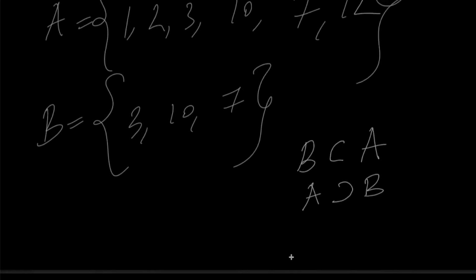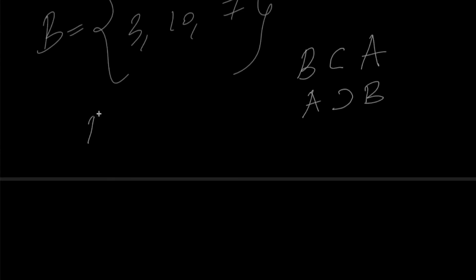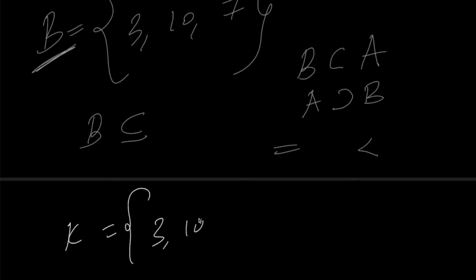Then we said, if you want to describe B versus B, we say B is an improper subset because you can say they are equal, you can also say they are less. It's still okay. Though in your mind, you don't believe how can you be less than when you are equal already? If I get another set, for instance K is equal to the same 3, 10, 7, definitely K is an improper subset of B.